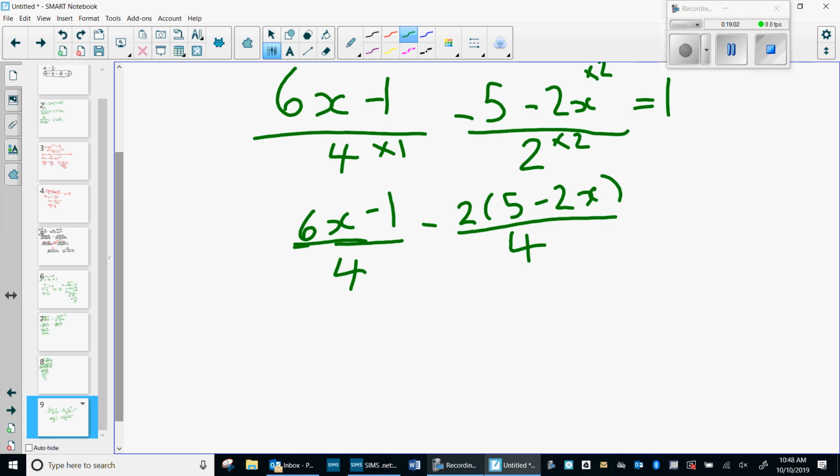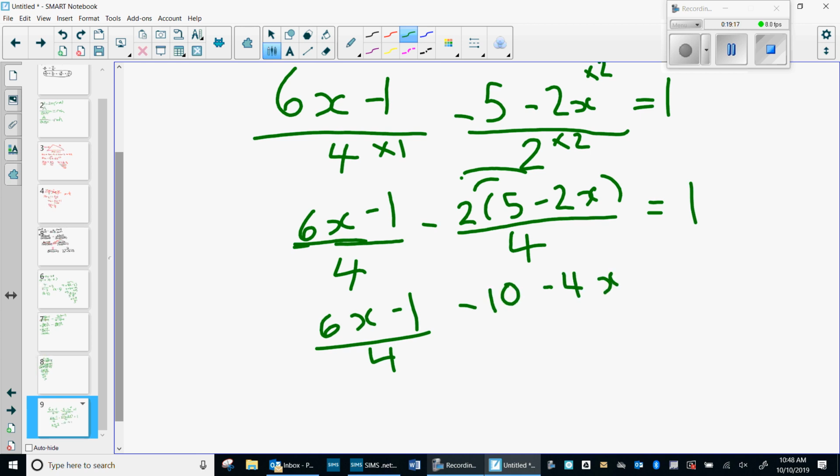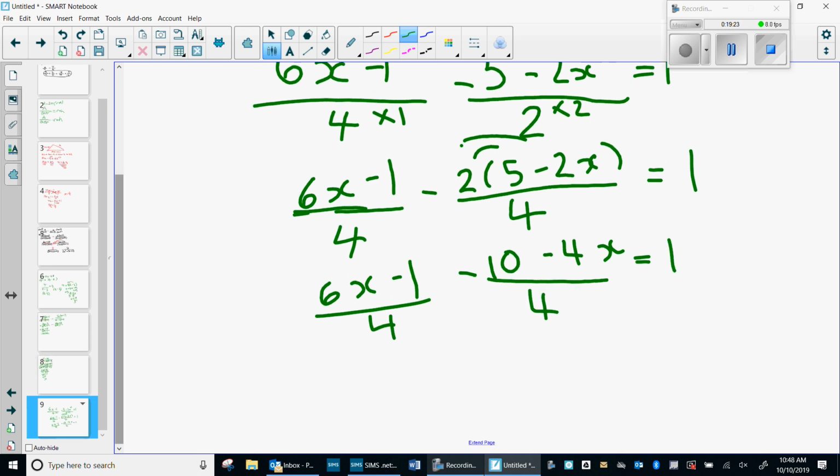And that still equals 1. And then I expand it from there. You still have 6x, 4 equal to 10. Take away 4x over 4. It's still equal to 1. And then from there, I did the like terms. So first I did the x's.